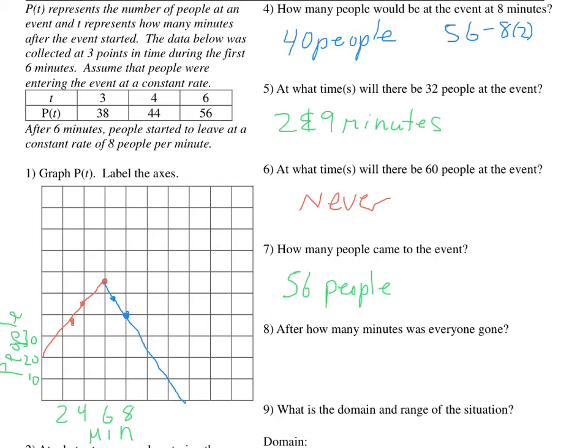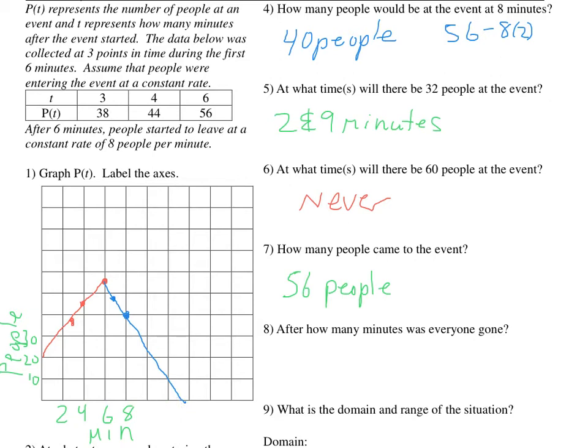Next question, after how many minutes was everyone gone? All right, everyone gone would be 0 people. So whatever this is. Now I have to make sure my graph is accurate to find that. By looking at it, it looks like it's hitting somewhere between 10 and 14. So we have to think exactly where that is. So let's find it exactly.